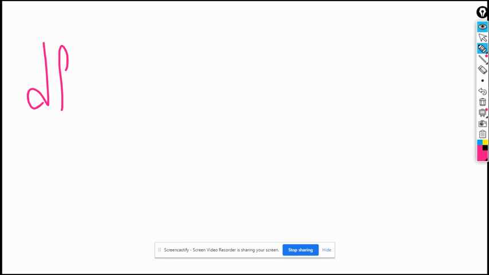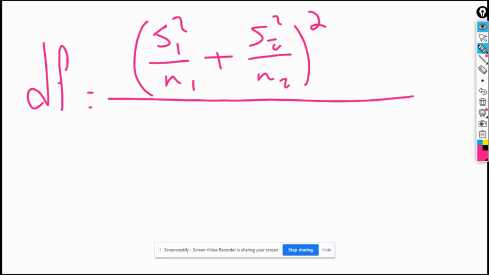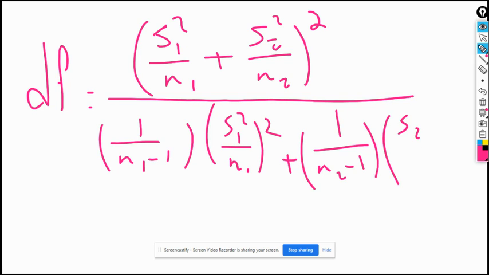What about the degree of freedom? The degree of freedom in that case is going to come from: variance 1 divided by n1 plus variance 2 divided by n2, all squared, divided by 1 over n1 minus 1 multiplied by (variance 1 divided by n1) whole square, plus 1 over n2 minus 1 multiplied by (variance 2 divided by n2) whole square.